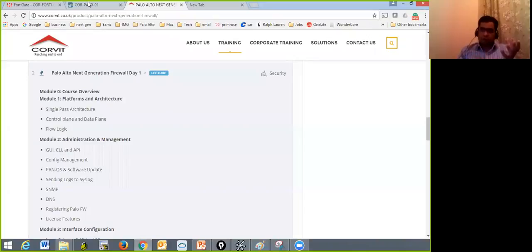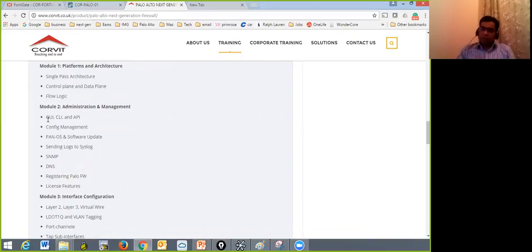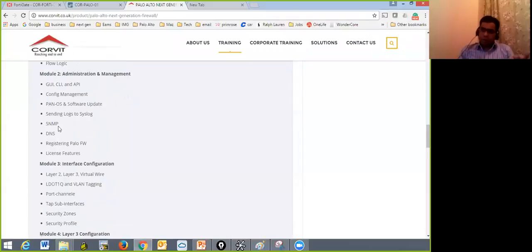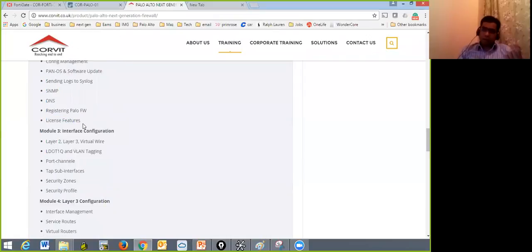We will be logging into our Palo Alto firewall, and then we start configuring from scratch, from the basics: management, architecture, data plane and control plane, GUI environment, CLI as well, configurations, updating the Palo Alto firewall, sending logs, SNMP, DNS, and registering and licensing options. These are very, very important topics, especially nowadays, because licensing is very important for any firewall.